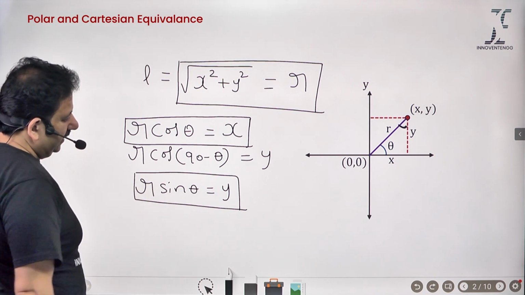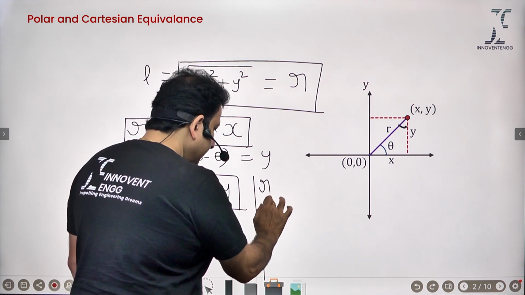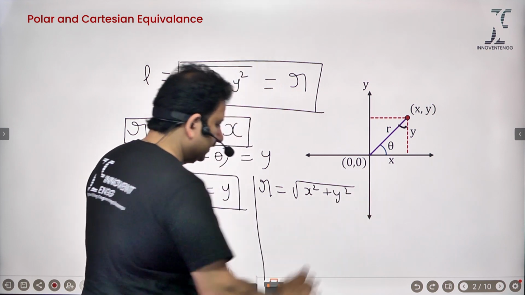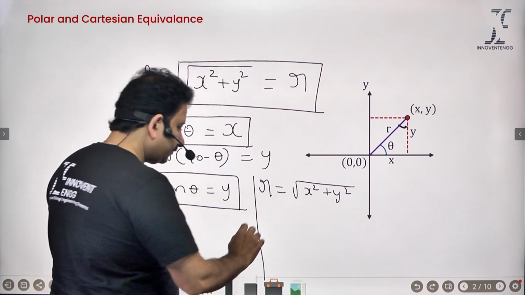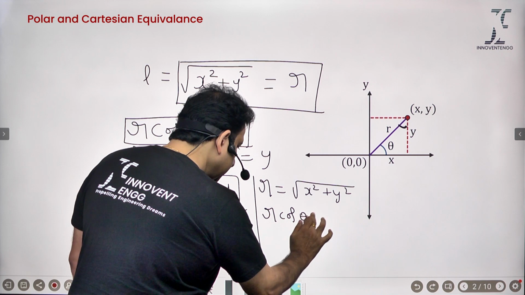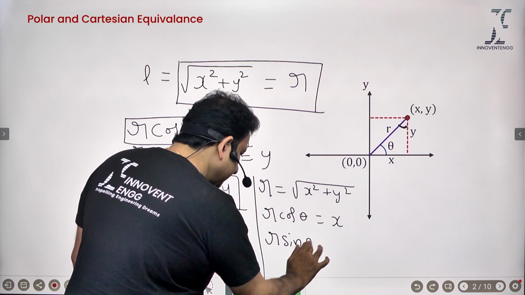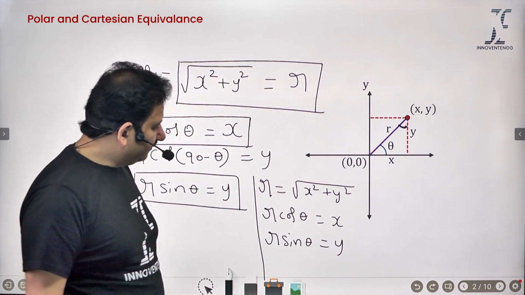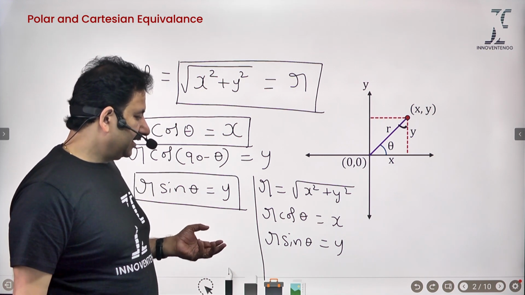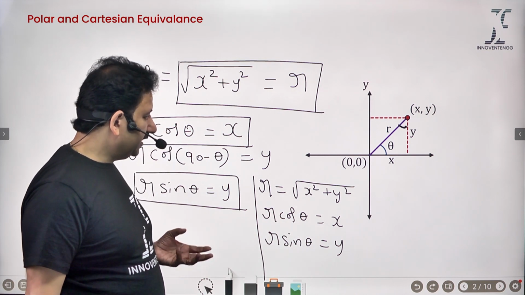So therefore if I sum it up, I would get the following, that is, r is nothing but root of x square plus y square. This is important. Now you also have r cos theta is x and r sin theta is y. These three equations are important and very easy to remember also, so that these can be used in the further discussions when we are converting from Cartesian to polar or polar to Cartesian. So this is very, very important.